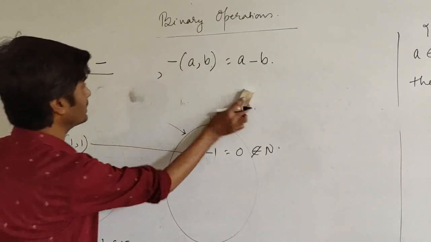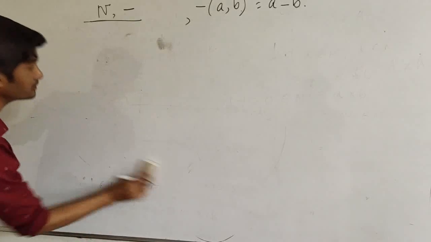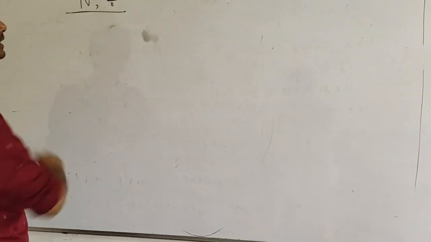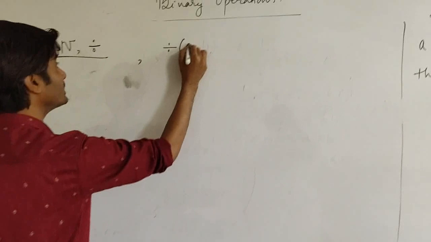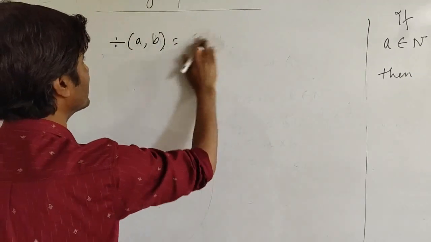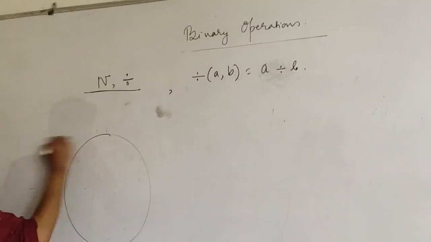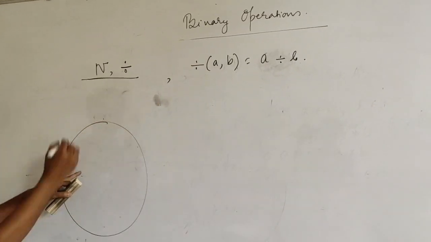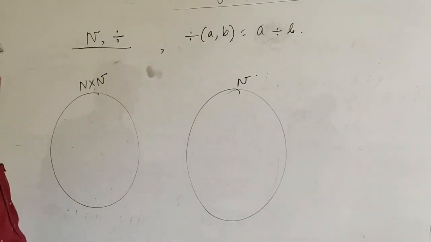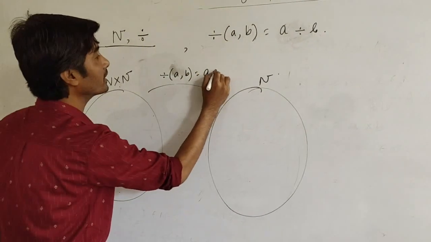Next we take the division operation. Let us see how this division operation is not a function from N cross N to N. We already know that division operation is not binary on the set N. We take N along with this division operation and define this division by a divided by b. I will show that this division is not a function from N cross N to N. What is the definition here? The image of a comma b is nothing but a divided by b.